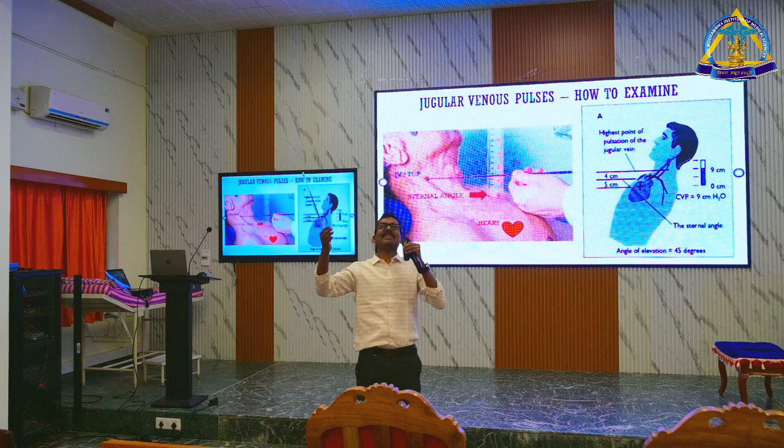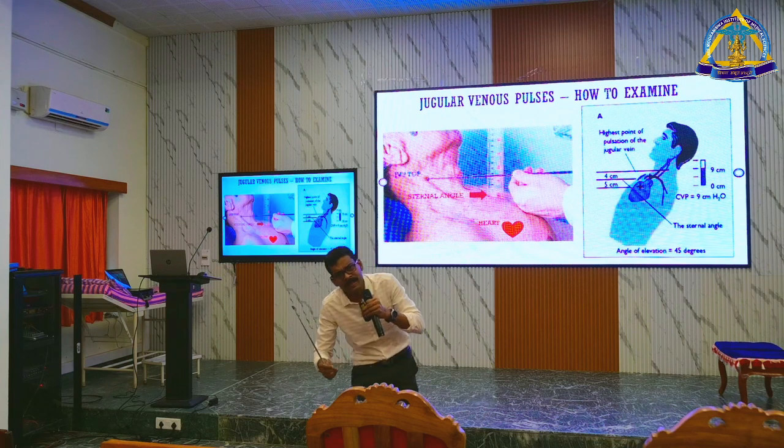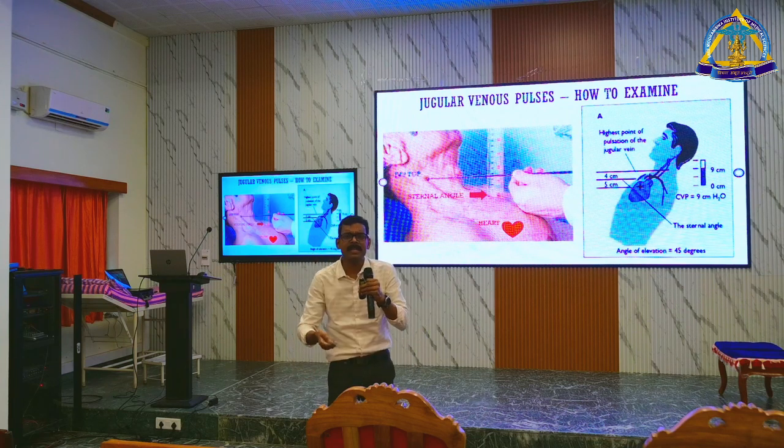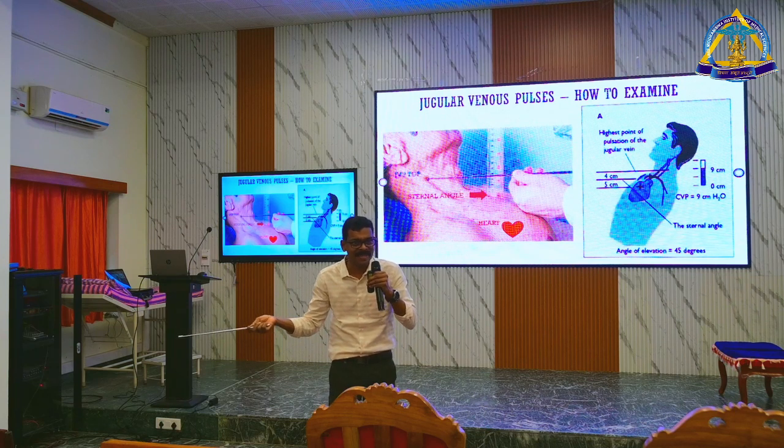Make him sit up, he will have a lot of dyspnea, you won't be able to lie him down. Make him sit up, just look at the root of the neck. You see, if JVP is elevated, you know that the right atrial pressure is elevated and right ventricular diastolic pressure is elevated.